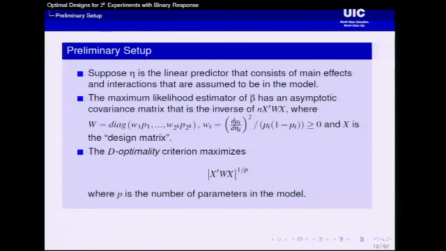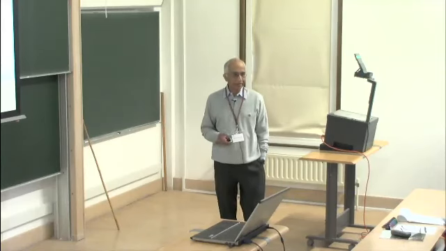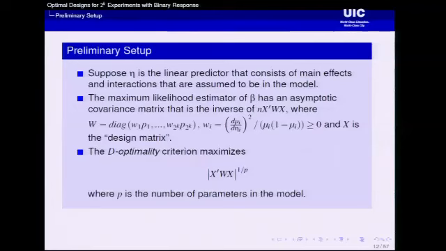So we look at, suppose eta is the linear predictor, then we take the standard generalized linear model setup, and the information matrix is X prime WX, and so the D-optimality criterion maximizes this quantity, where p is the number of parameters, or you can just look at the determinant.